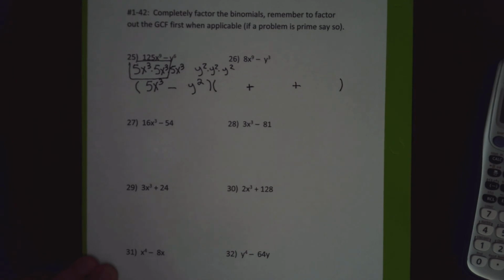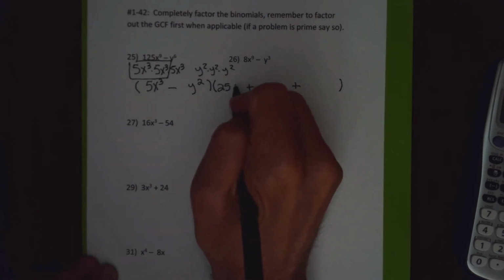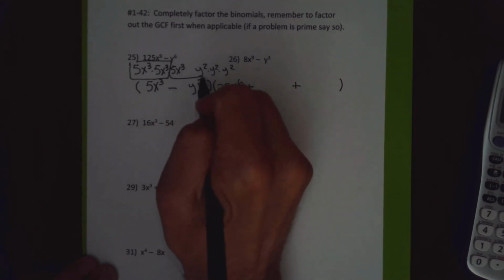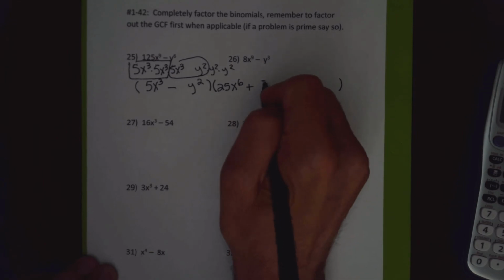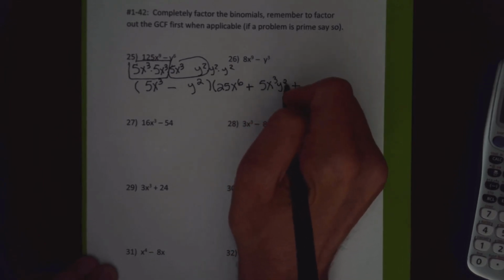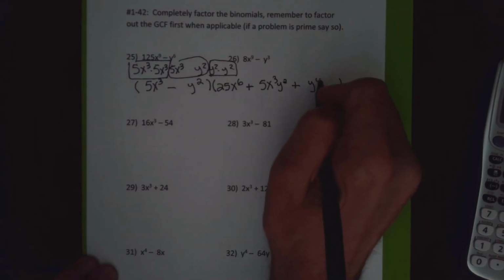First pair, in the second parentheses, I multiply the 5s and get 25. I add the exponents on the x's and get x to the 6th. Second pair, I just leave the 5x cubed and the y squared next to each other. Last pair, I add the exponents on the y's and get a y to the 4th.